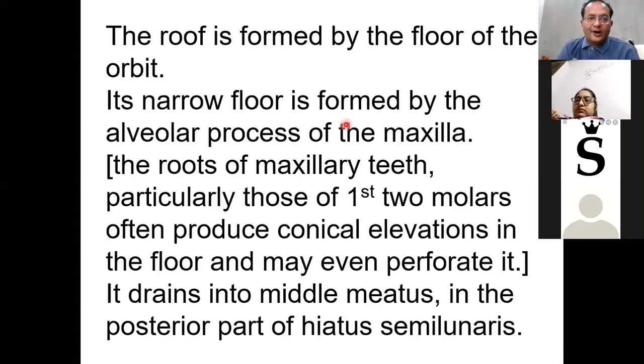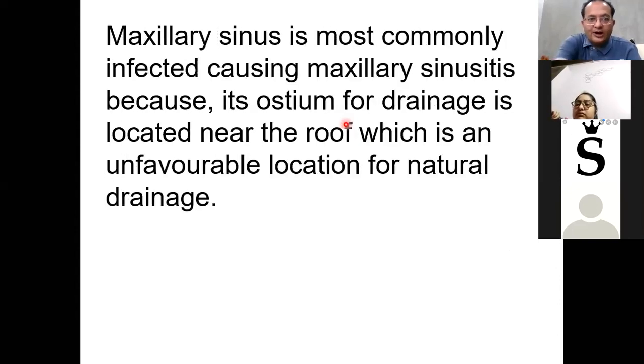The roof is formed by floor of orbit, and maxillary sinusitis is common because its drainage is very atypical, है ना? Particularly those of first two molars often produce conical elevation in the floor of and may even perforate it, and it drains into middle meatus in the posterior part of hiatus semilunaris. इसकी opening है maxillary air sinus की. The maxillary air sinus is most commonly infected, causing maxillary sinusitis.